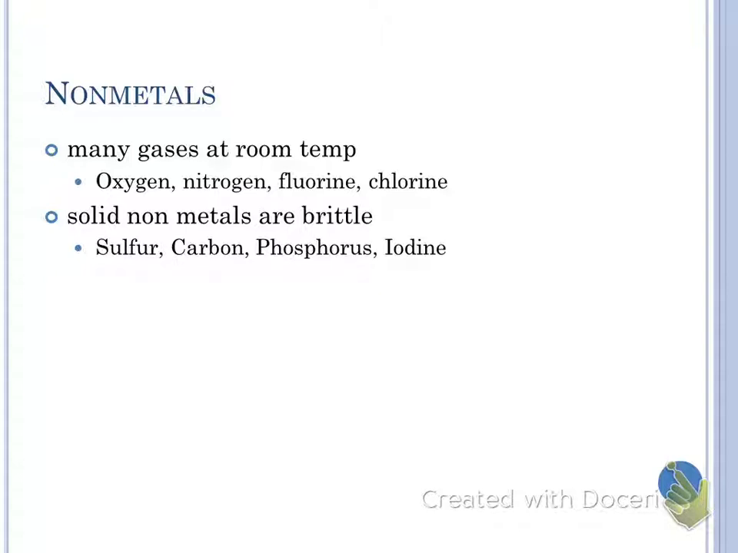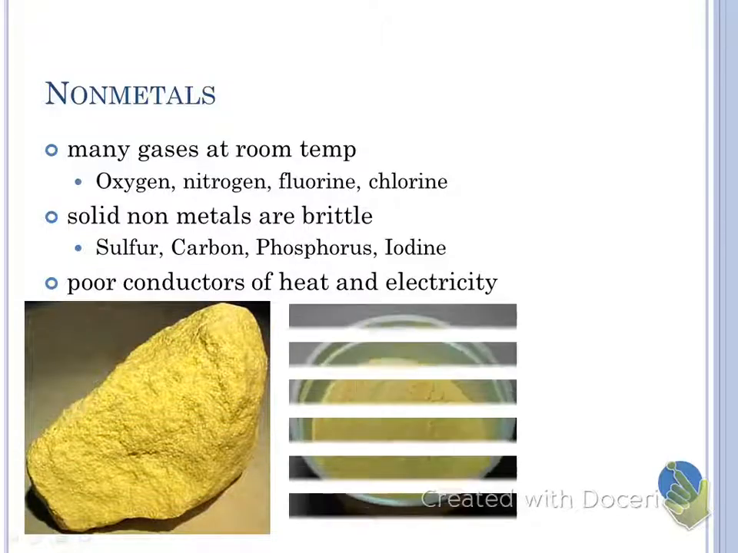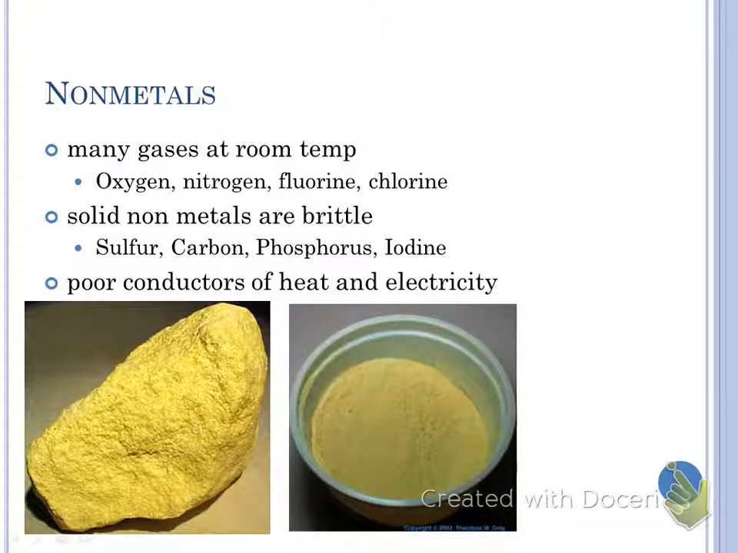So if we know that metals have specific properties, nonmetals are going to have pretty much opposite properties. Nonmetals are poor conductors of heat and electricity, which means they don't travel well through oxygen gas or xenon or chlorine or whatever it is. They're not going to travel well through that. Then here are some pictures of nonmetals, because I can't show you a picture of a gas.